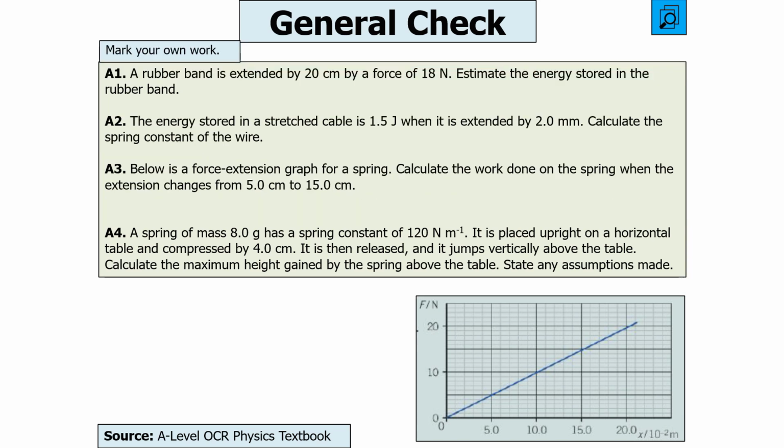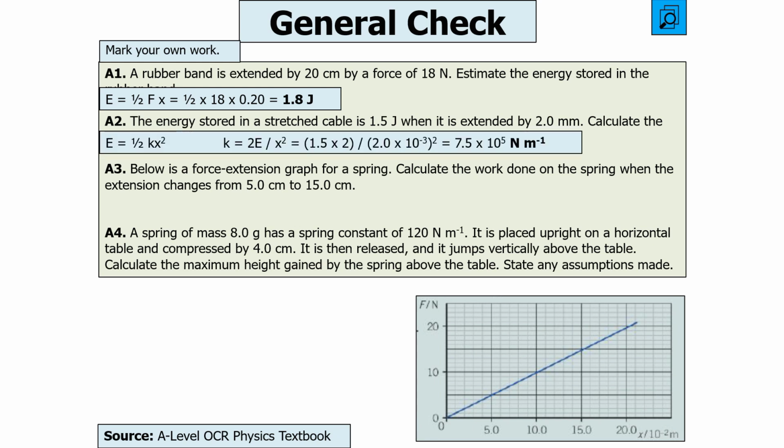Right, in this first question, we know elastic potential energy will be the energy stored in the rubber band as it's an elastic object. So it's a half Fx, pop in all the values, centimeters turned to meters, 1.8 joules. In the next question, we can say that E equals a half kx squared, therefore k equals 2E over x squared. Remember our millimeters turn to meters, so it's 2 times 10 to the minus 3. So it's therefore 7.5 times 10 to the 5 newtons per meter.